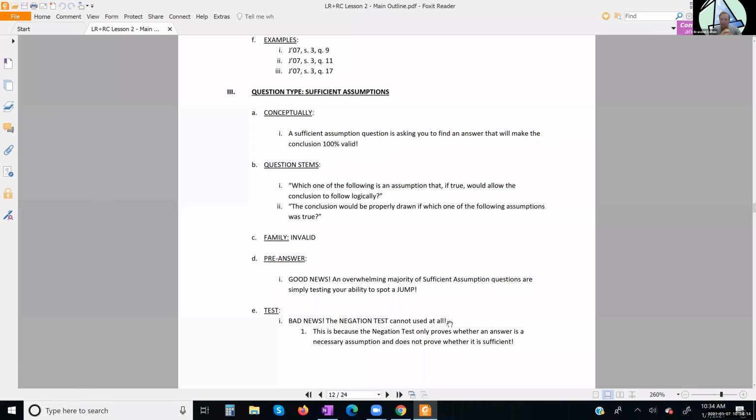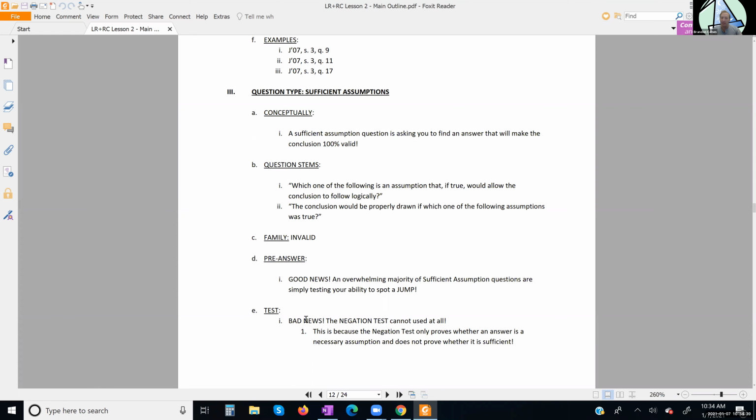Now, in terms of sufficient assumptions, over 80% will rely on the mistake of a jump. If you see some other mistake, again, I said it's 80%, so 1 in 5 that you come across is going to be something different. You're trying to figure out what that hole is in the argument, what is missing there. And we do our best with that. Remember, you're never going to be able to pre-answer 100% of the time. Everybody's going to miss a pre-answer at some point in time.